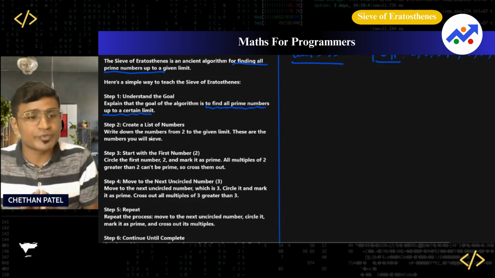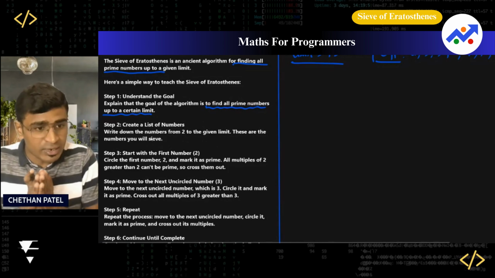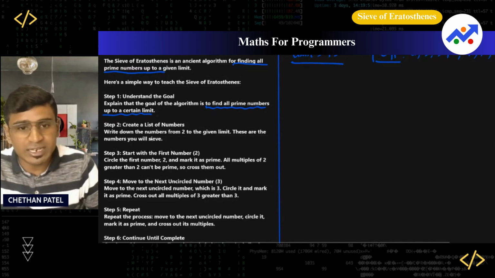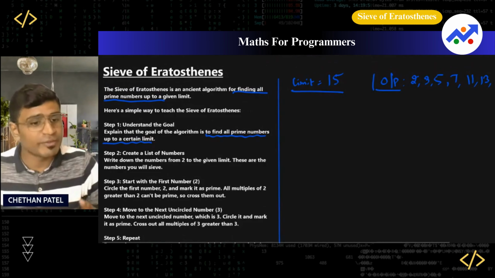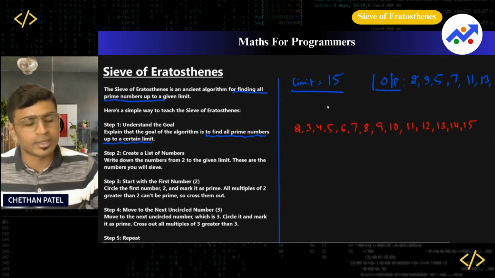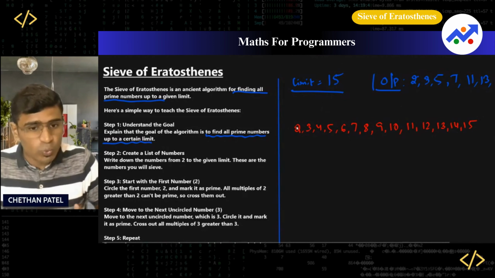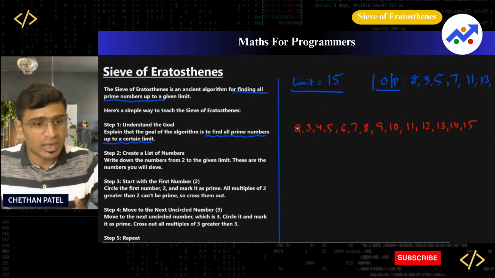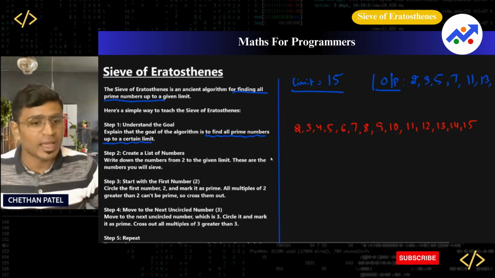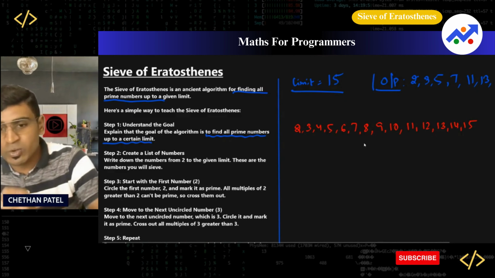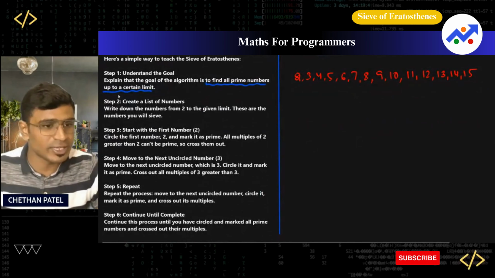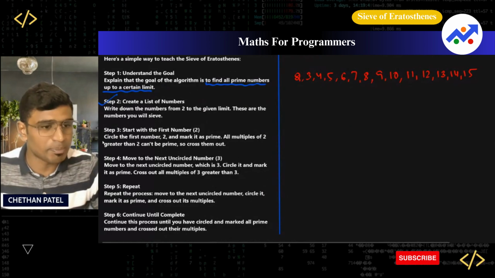So we need to write the numbers from 2 to the given limit. Here the limit is 15. Let's write the numbers from 2 to 15, starting from 2. Now we have a row of numbers from 2 to the given limit, which is 15 here, and these are the numbers that we are going to see.